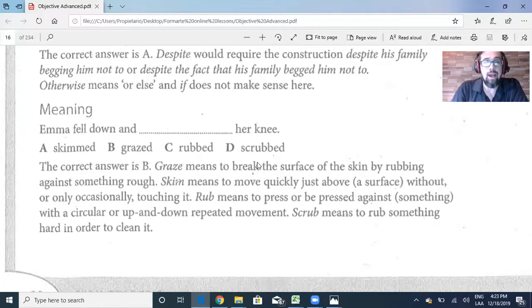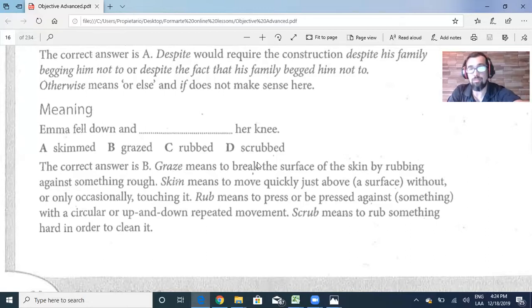Why? Because graze means to break the surface of the skin by rubbing against something rough. Skim means to move quickly just above a surface without or only occasionally touching it. Rub means to press or be pressed against something with a circular or up and down repeated movement. And scrub means to rub something hard in order to clean it. So in this case, that's the meaning.